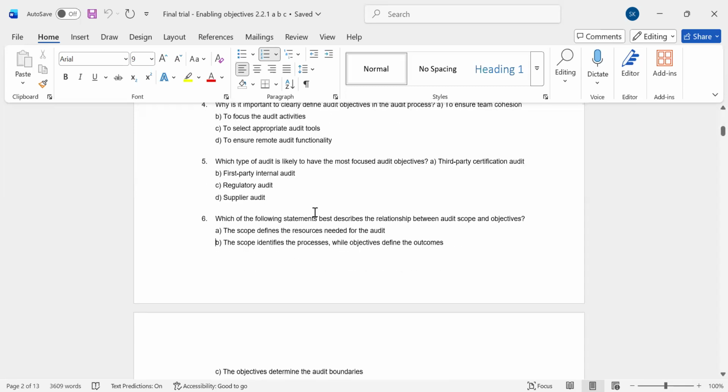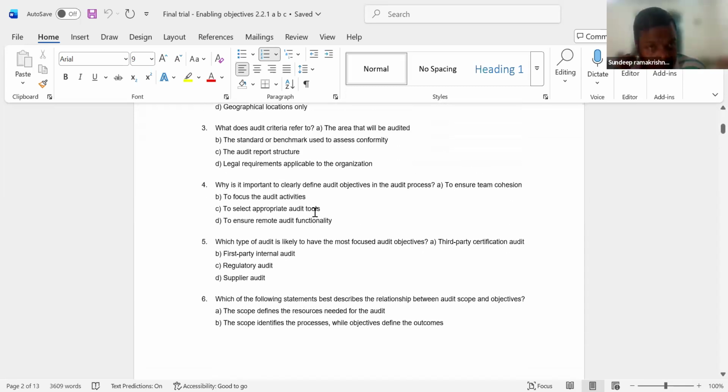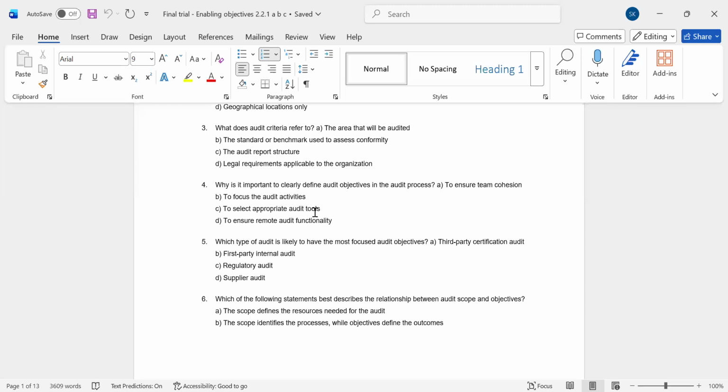Okay, good. The third question. What does audit criteria refer to? A. The area that will be audited. B. The standard or benchmark used to assess conformity. C. The audit report structure. D. Legal requirements applicable to the organization. The answer would be B, sir. Standard or benchmark. Right. B is the correct answer for the third question.